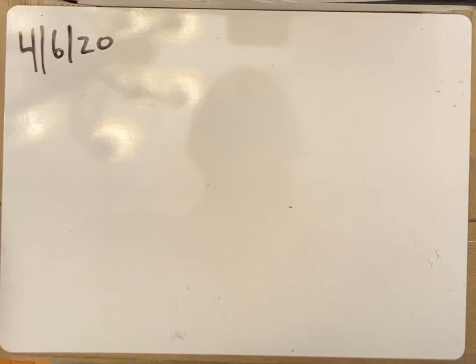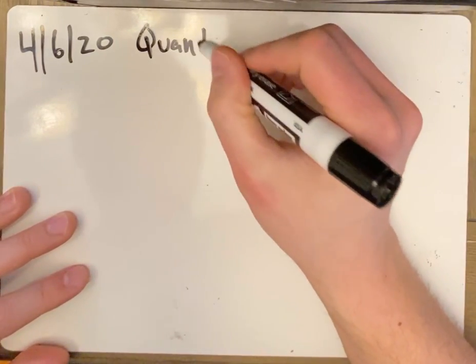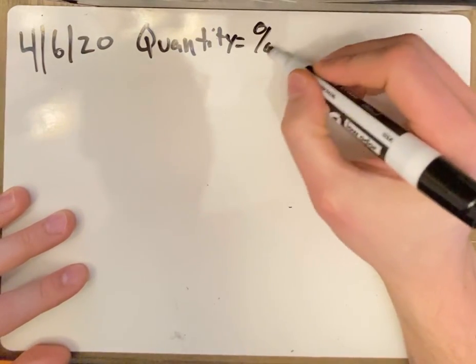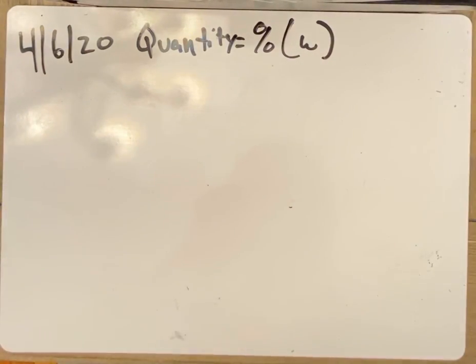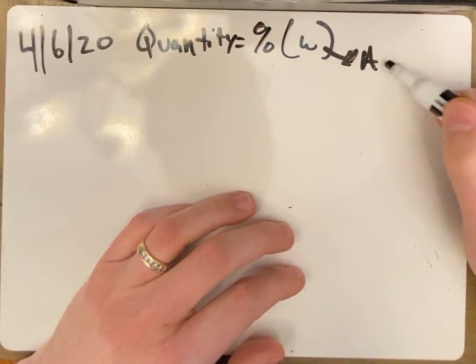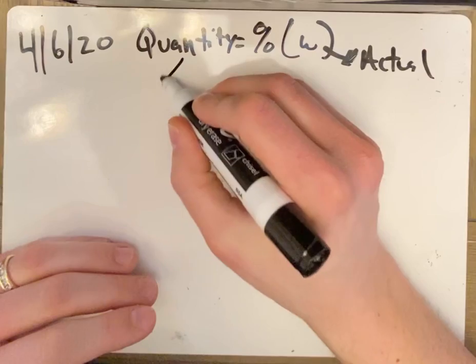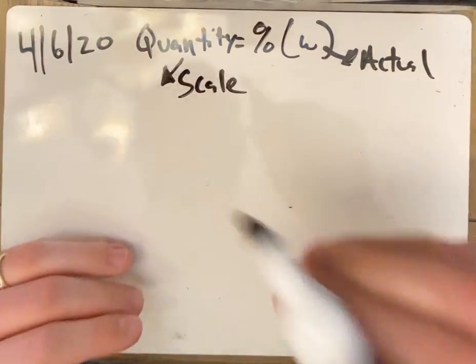All right, we're going to be working with scale factor again, but this time we're going to be changing scales. Before we begin, I want to tell you about our one formula that we can use when we compute scale factor from one drawing to the other. This formula is quantity equals percent times whole. In this case, the whole stands for the actual size of the drawing, and quantity stands for the scale of the drawing, okay?